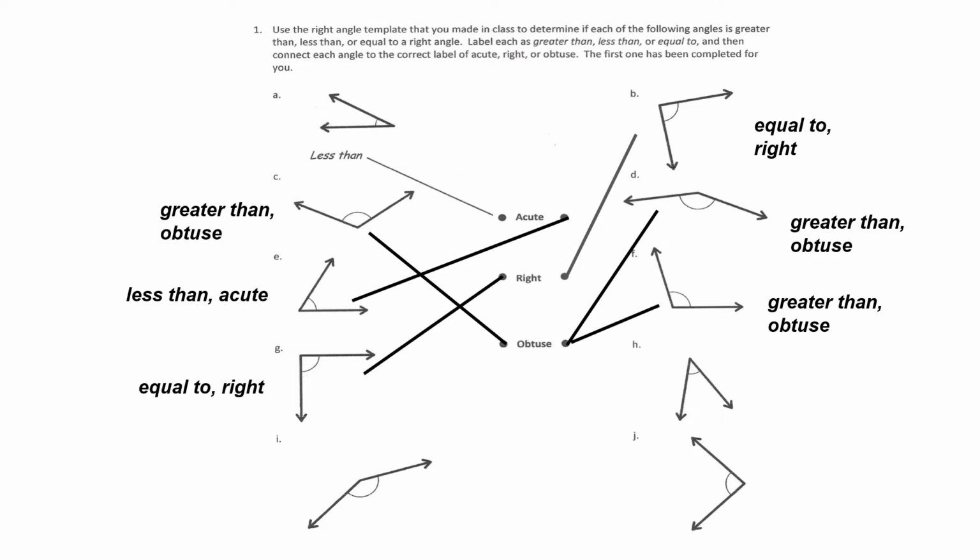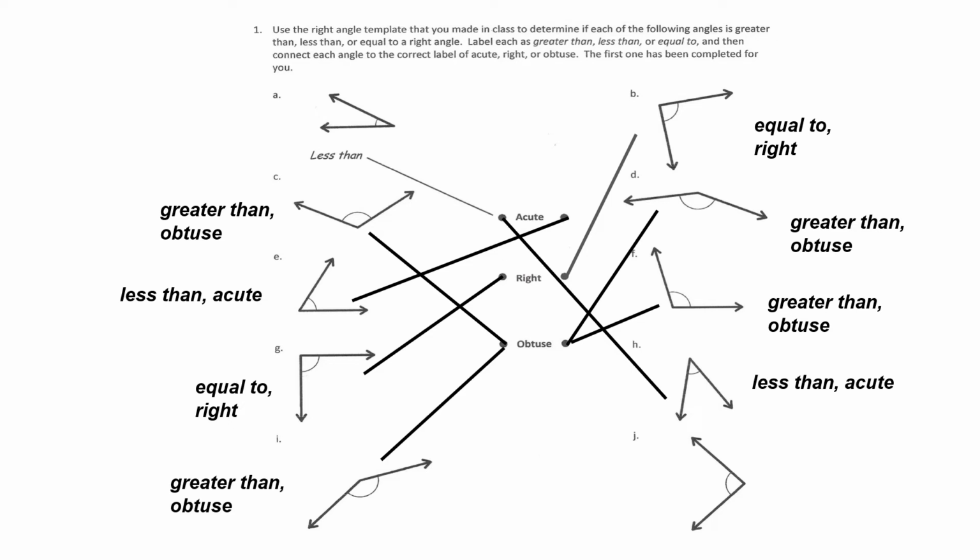G, this is rotated as well, but this is a right angle. It's exactly 90 degrees, so it's equal to a right angle. You have to be careful if they're rotated. For H, this is less than a right angle, so it's acute. We connect it to acute.